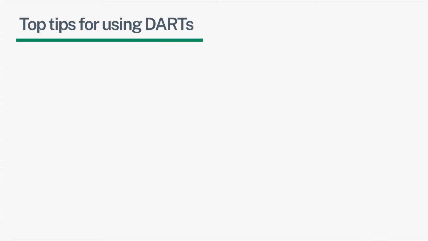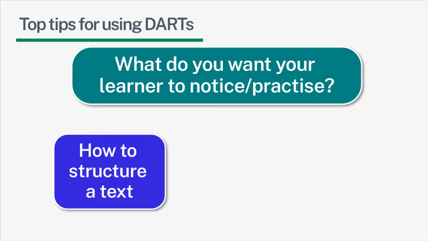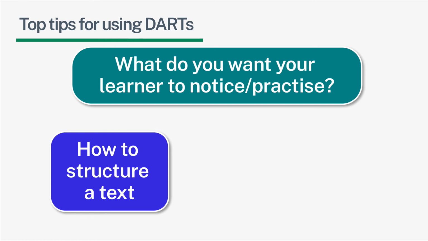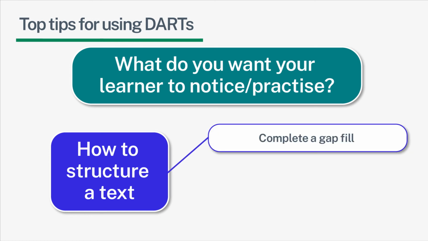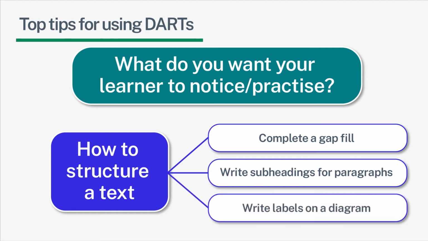Top tips for using DARTS. Think about what you want your learner to notice, practice or understand, and this will help you select the most appropriate activity. For example, if you want your learner to focus on how to structure a text, you might want to give them one of these activities. A gap fill that makes learners think about information that has come before and information that will come after. Identifying subheadings for paragraphs, or maybe writing labels or annotations of a diagram.